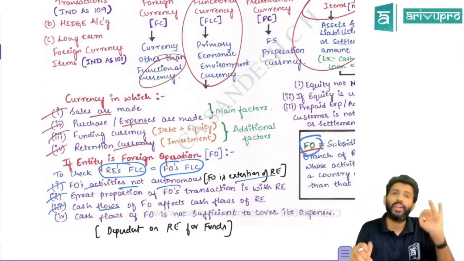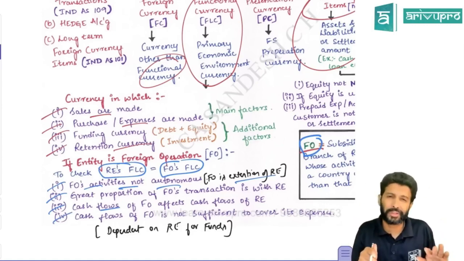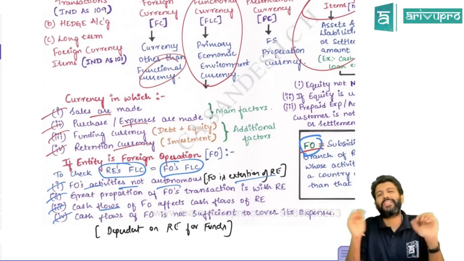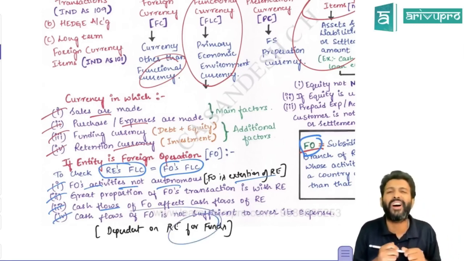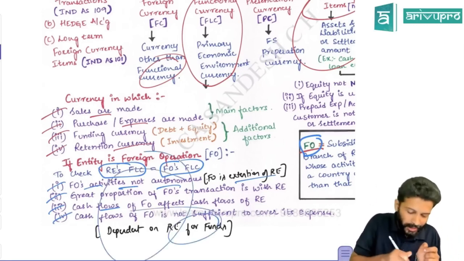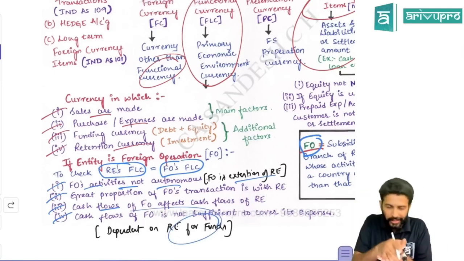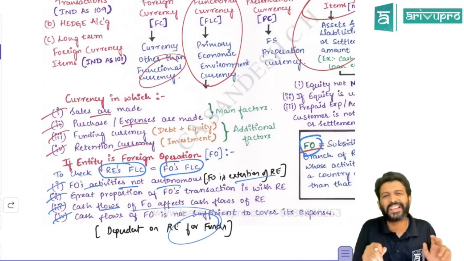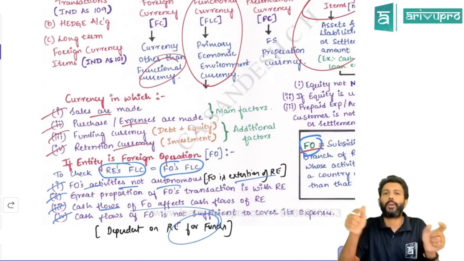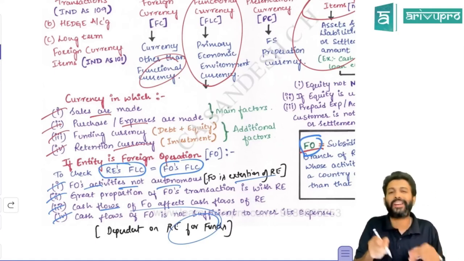That is another parameter. Fourth one, cash flows from the foreign operation are not sufficient to fund their operation. Meaning the foreign operation does not have enough cash to run their operation. For funding requirements, they are dependent on the reporting entity. If these parameters are satisfied, we say the functional currency of the reporting entity and the foreign operation will be the same. If these are not satisfied, then we say the functional currencies of the reporting entity and the foreign operation are not the same.